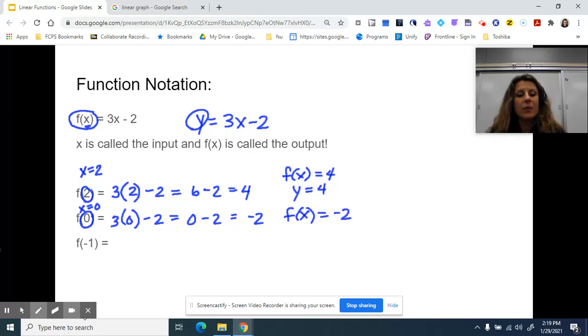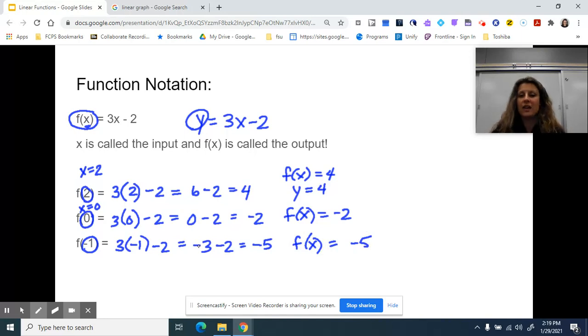Okay, the last example, the input is negative 1. So in the function, I'm going to put negative 1 in and see what we get out. 3 times negative 1 gives me negative 3, minus 2. Negative 3 minus 2 is negative 5. So the output of the function is negative 5 when the input is negative 1.